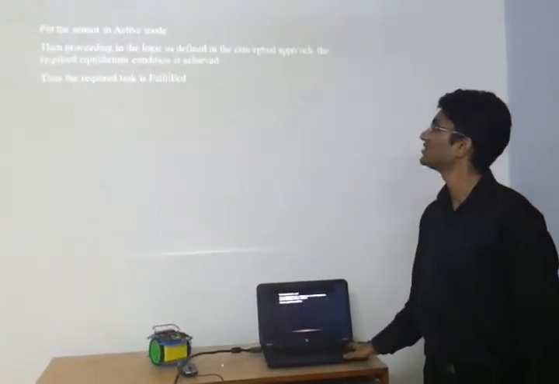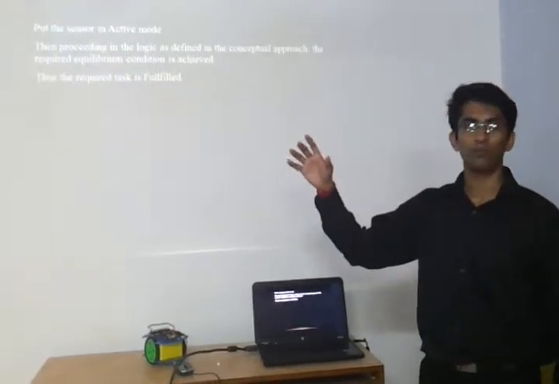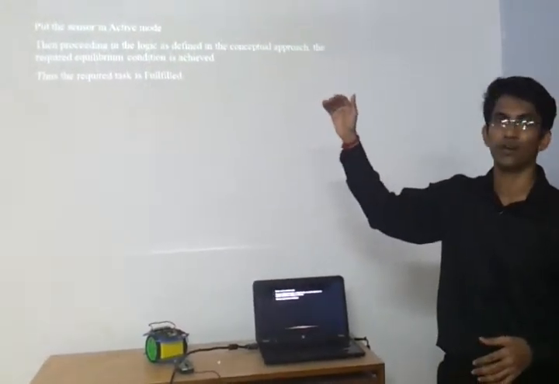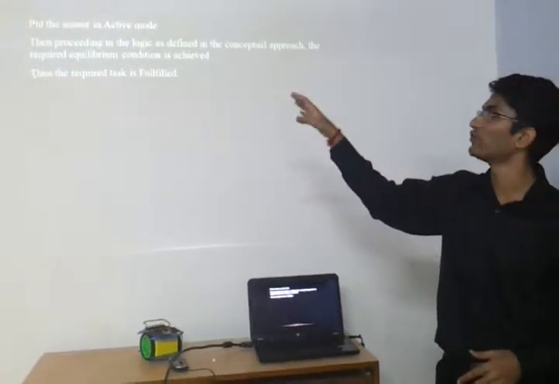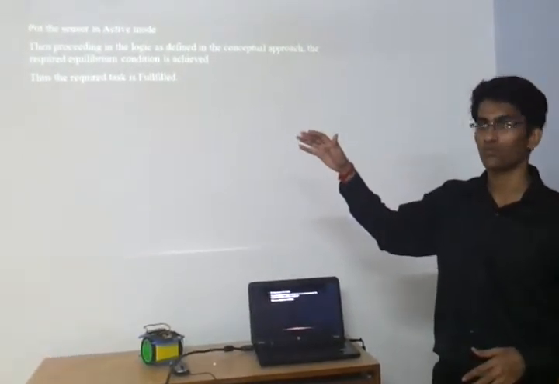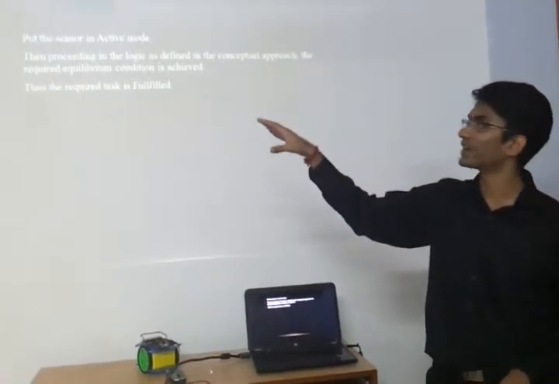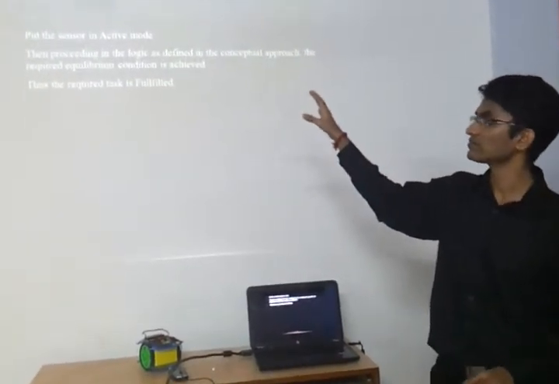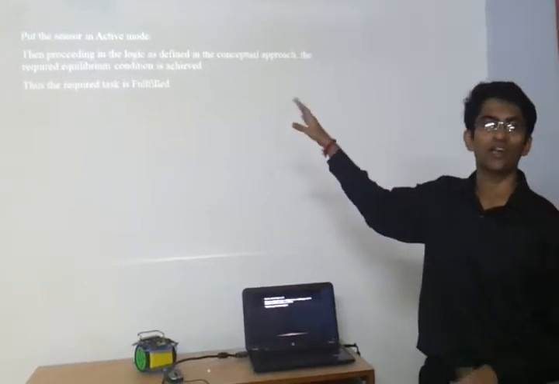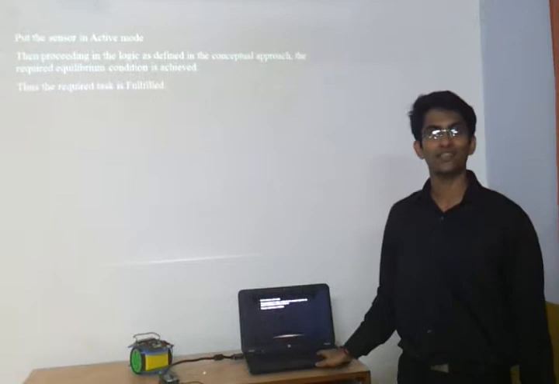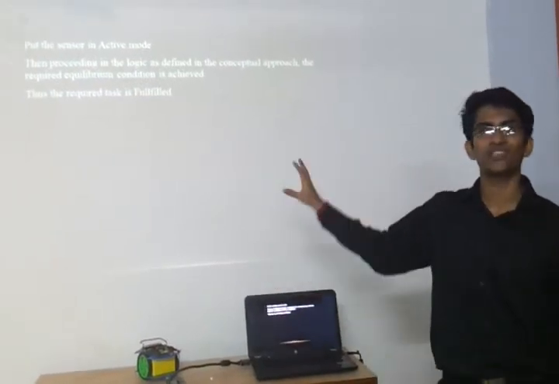Once we are done with this, we should create a main program. First we should keep the accelerometer in active mode, then write the code and correspondingly calculate alpha, the tilt angle, and the delay, and the required task will be fulfilled accordingly. I will mail this code to you along with this PPT also.